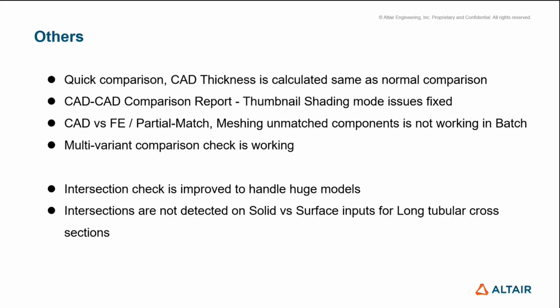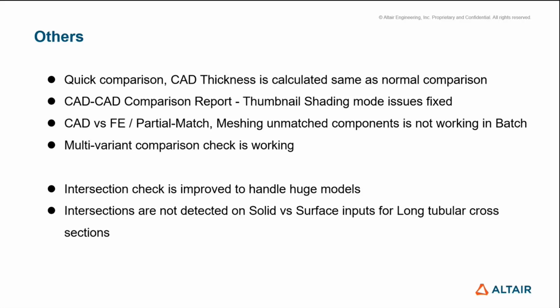Then we have a few bug fixes. In the CAD to CAD comparison report, the thumbnail image was not showing, as the shading mode was showing wireframe. That is also fixed. Then when we are doing CAD to FE comparison, if there is a partial mismatch, say 80 to 90% mismatching, we can automatically run batch measure at the back end for the unmatched parts. It was not working in batch mode, so now we fixed that problem as well. Then multi-variant: when doing CAD to FE comparison, we can do a multiple variant comparison, up to 12 variants at once against your CAD data, and find which is the best match. That had a bug, and that was also fixed.